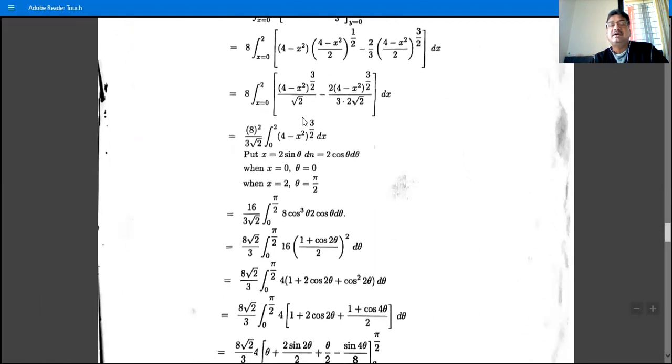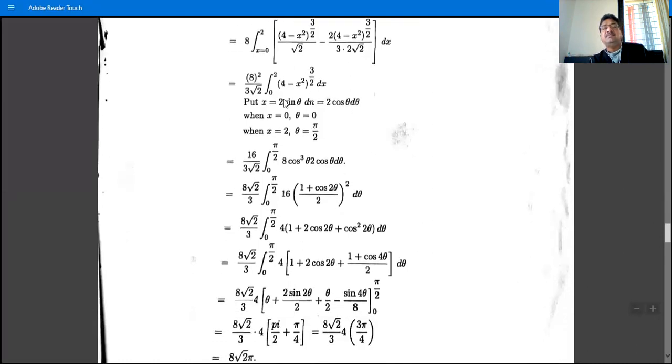Then its integration: integration of (4 minus x square) raised to 3 by 2, and minus 2. So take the subtraction of these two. This is the LCM, and then we have this answer. And this is done by using substitution.